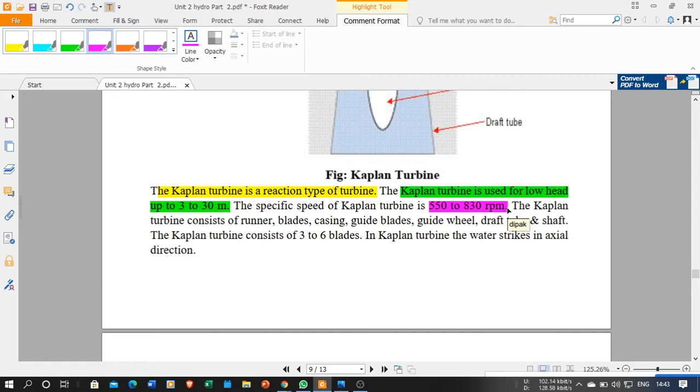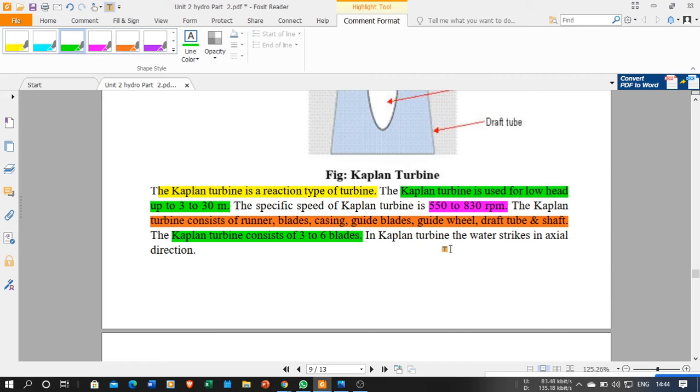The Kaplan turbine consists of blades, runner, casing, guide blades, guide wheel, draft tube, and shaft. These are some major components of your Kaplan turbine. The Kaplan turbine consists of 3 to 6 blades. If you look at it, it has only 3 to 6 blades. It does not have multiple blades.